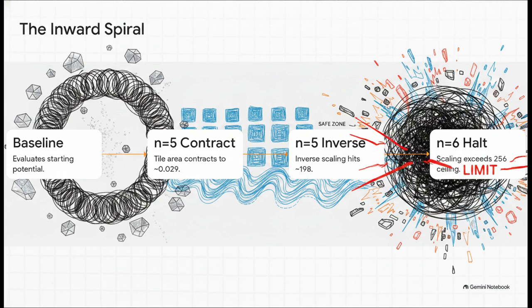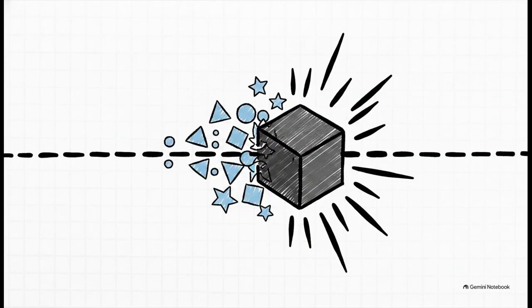At n equals 6, that inverse scaling jumps to roughly 478, violently exceeding the 256 resolution ceiling of an 8-bit integer. Now, you might be thinking that sounds like a crash, but crossing that 256 ceiling isn't a bug. It is a meticulously designed feature.